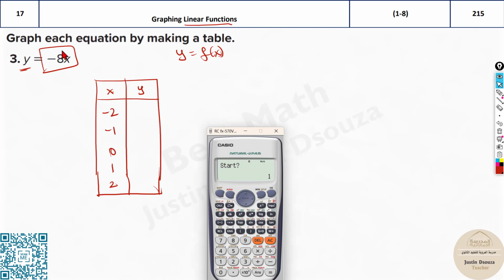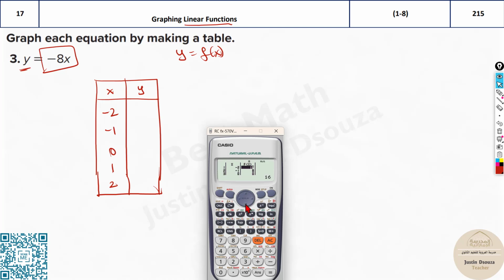Most of you, once you type in this equation and press equal to, you will see something called start. What is the start? Start value is the value which you need to start at, the lowest value. It's minus 2. Let's start at minus 2. And end is the last value which you want, ending at 2. And always keep the step 1 for linear functions. And over here, I just do 1. This is it. And you can see here, these are the values of the table.